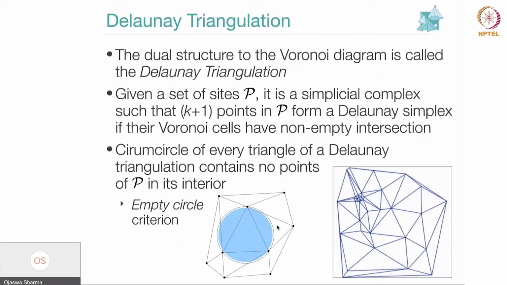Okay, so a Delaunay triangulation is a simplicial complex. A simplicial complex is a collection of simplices connected together. So it's a simplicial complex such that k plus 1 points in P form a Delaunay simplex if their Voronoi cells have non-empty intersection. Maybe this definition makes more sense once we look at the Voronoi diagram. So come back to this once. For now, maybe let's ignore this because we haven't looked at the Voronoi diagrams.